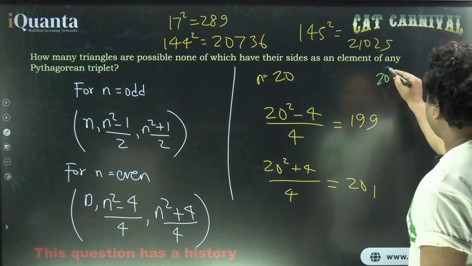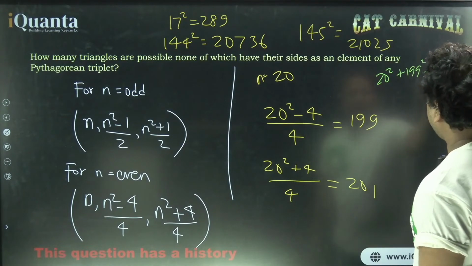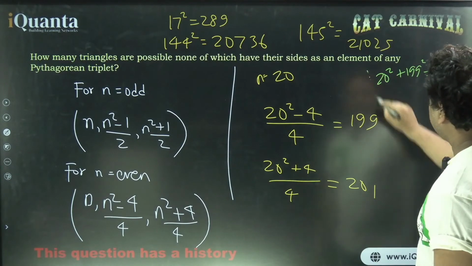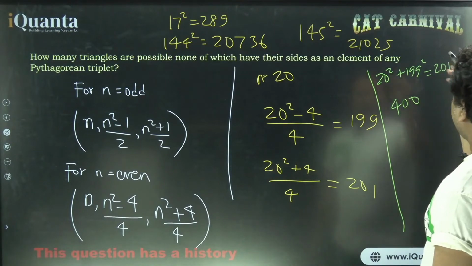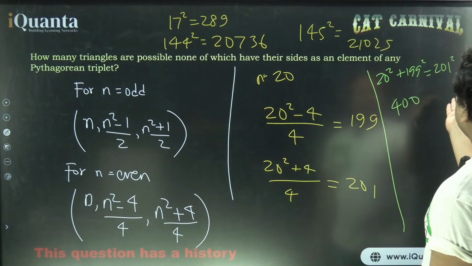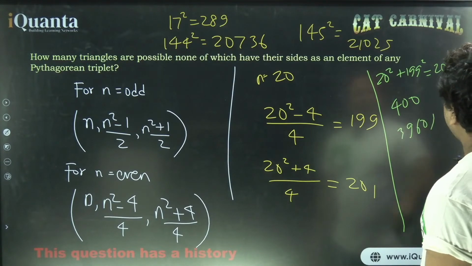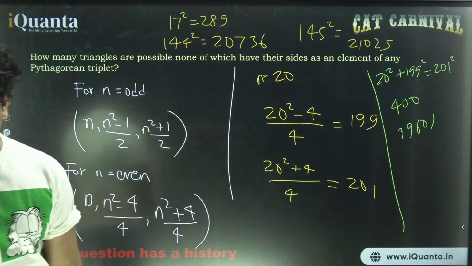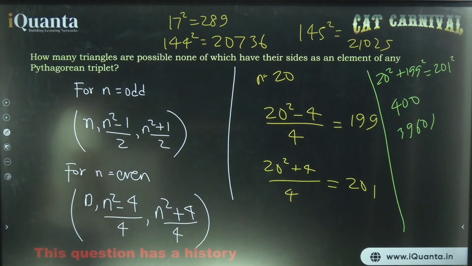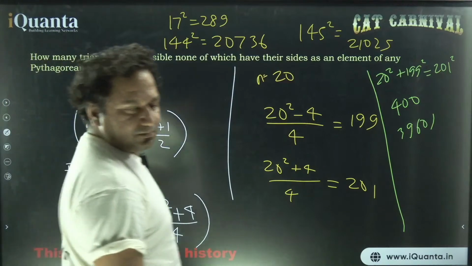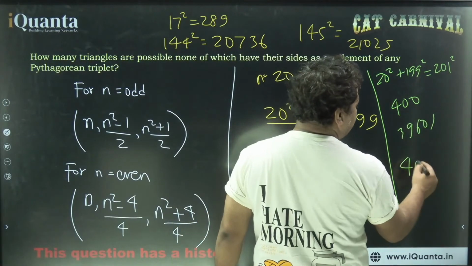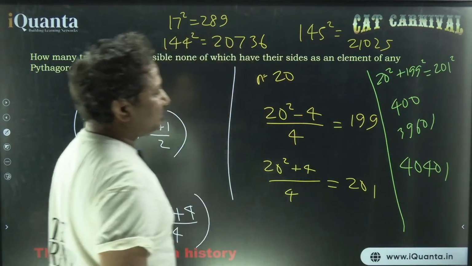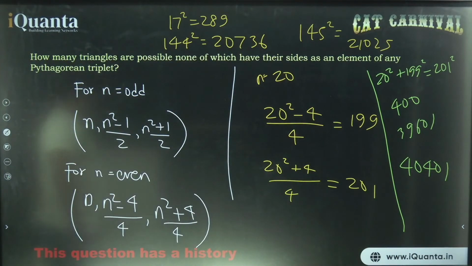So 20 square plus 199 square must be equal to 201 square. 20 square is 400. How much is 199 square? 39601. Right? Is it correct? Check this out. I'll get the same answer. And 201 square is 40401. Did you enjoy it?